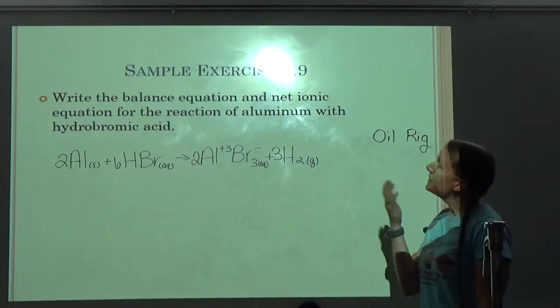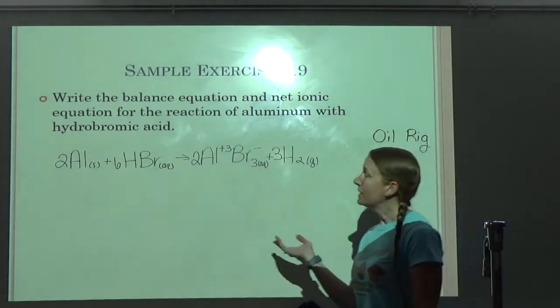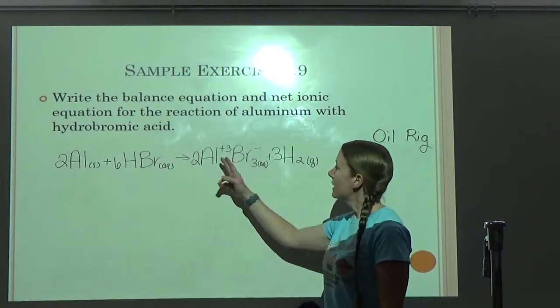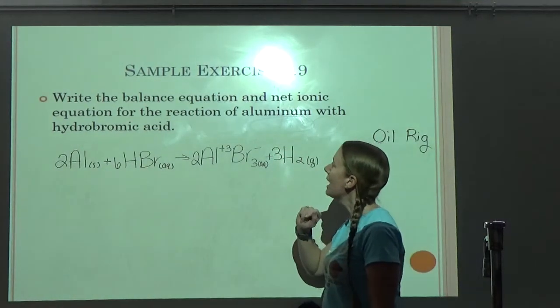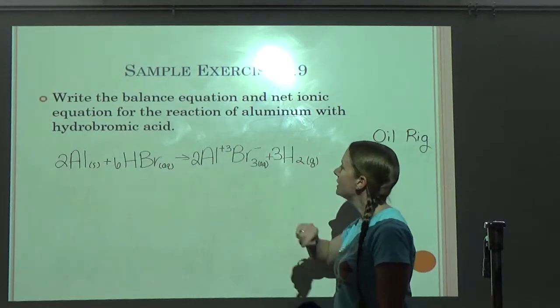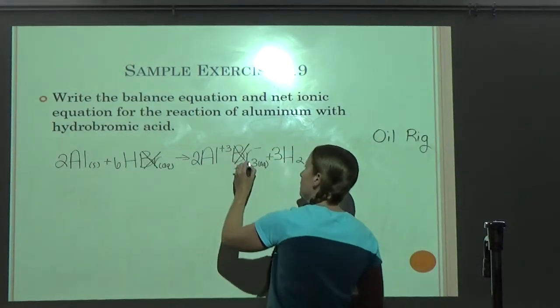Then it says write the net ionic equation. Well, I can see aluminum was solid, it's now aqueous. I can see hydrogen was aqueous, it's now a gas. I can see bromine was aqueous and it's still aqueous. So all I can get rid of on this one is the bromine.